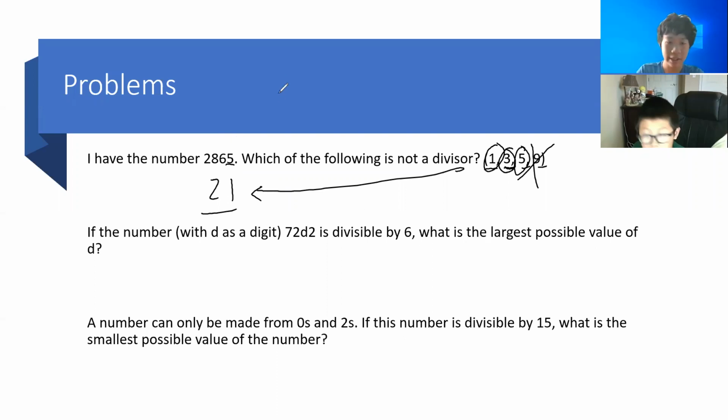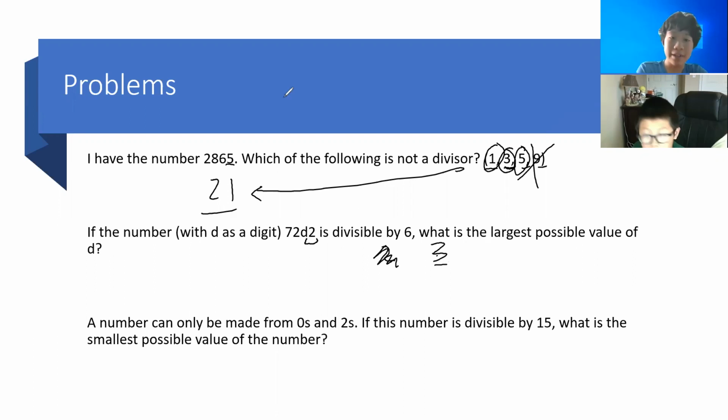For the next one, we have this number, and we want to put in a value of d so that it's divisible by 6, and d is as large as possible. So first of all, we know that divisible by 6 means that it has to be divisible by 2 and divisible by 3. Well, the number is already divisible by 2 because the last digit is a 2. So we don't really need to care about that anymore. All we need to do is make this number divisible by 3.